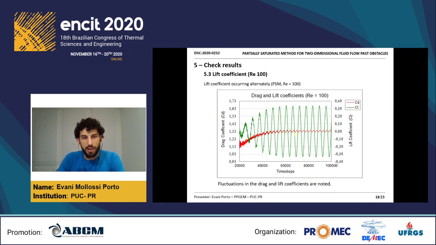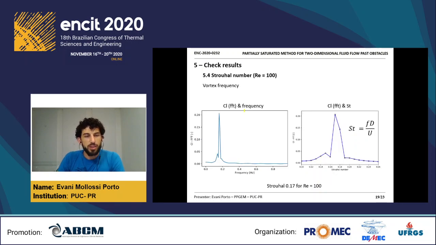Here I have a graph of the lift and drag coefficients. In green I have the lift coefficient and in red you have the drag coefficient. So we have variation of these values because of the vortex occurrence behind the cylinder for Reynolds number of 100. So this is the representation of the fluctuations in drag and lift coefficients. So this frequency of vortex has a value, we got these values in this program.